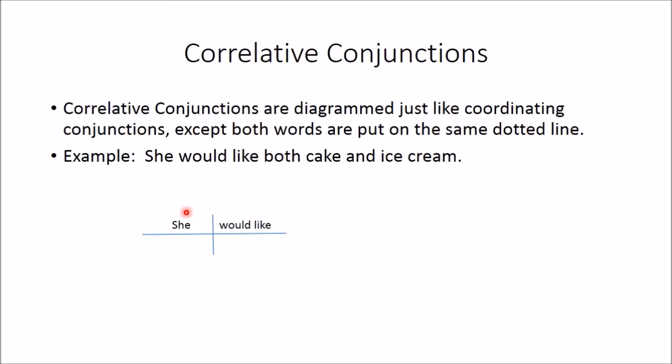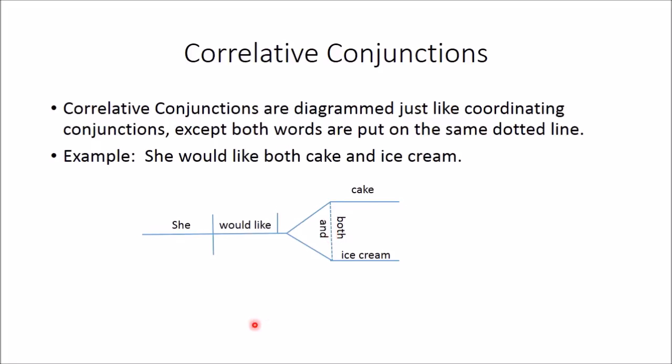So here we go. She would like, put our little half line to add the direct object, split the line. She wants cake and ice cream, right? So because we have both and, we're going to put them both on the dotted line. And that's how you diagram correlative conjunctions. It would be exactly the same if we only had the word and. If all we said was she would like cake and ice cream, we would put and there. But now we have both, and so we just put, again, both words on the same dotted line.